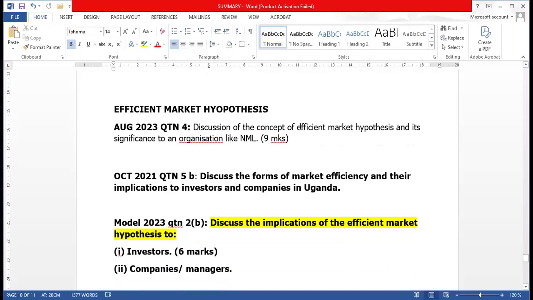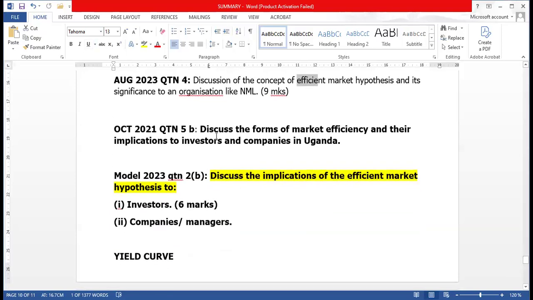Here, they are trying to tell you to explain. They are trying to tell you to discuss, briefly talk about the concept of efficient market hypothesis and its significance. So here you're looking at the benefits of the efficient market hypothesis to an entity like NML.